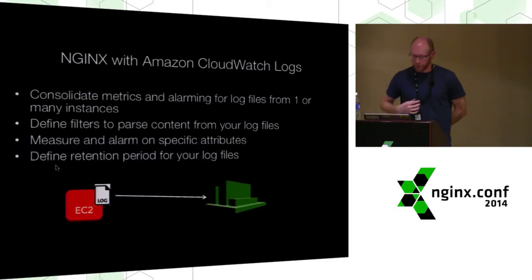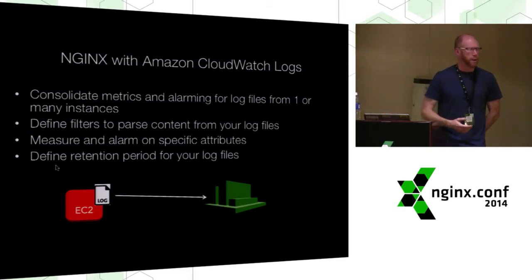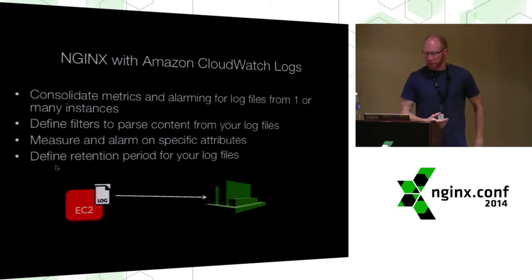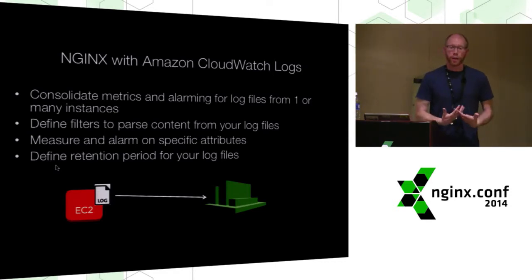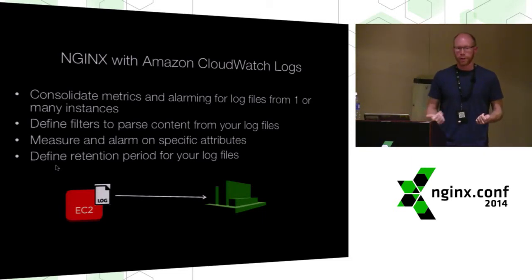Okay, and the next part is CloudWatch Logs. This was a new feature with CloudWatch that came out around the middle of July. It allows you to consolidate your metrics and alarming from the log files that you're generating. So with Nginx, by default, you've got your access and your error logs that come with that. You can define filters that'll parse the content from your log files. I'll show an example of that in a minute.